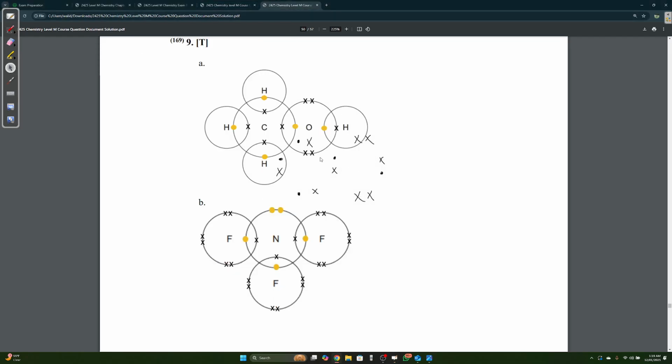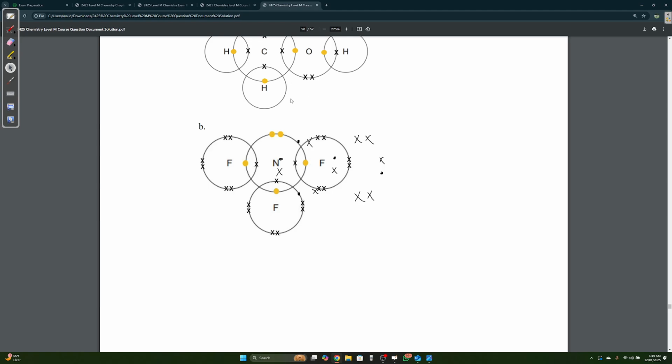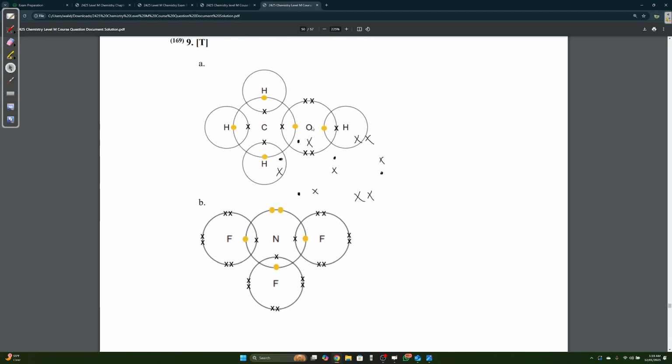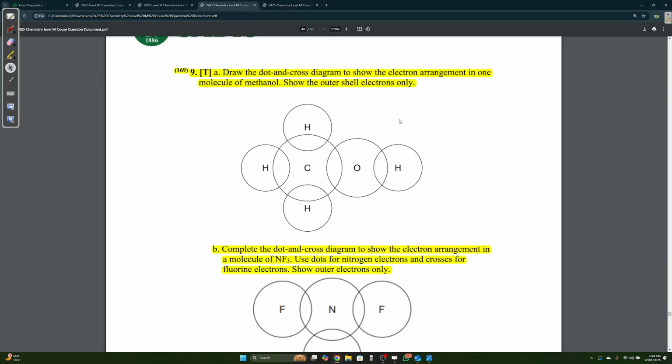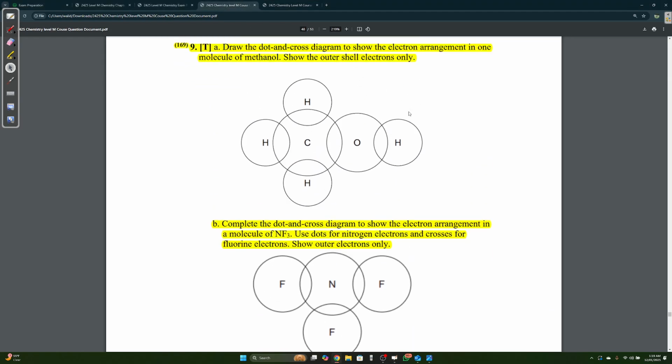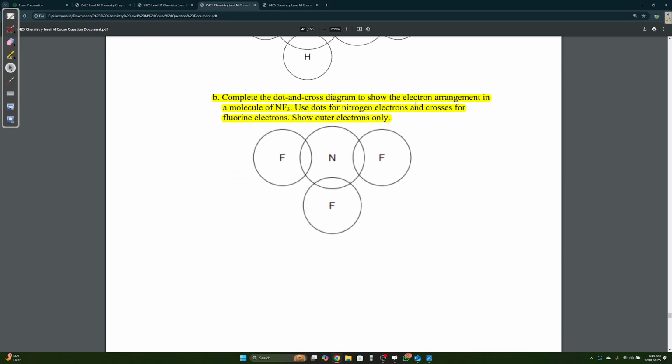Okay, let's look at the mark scheme. Exactly like how we did it. It doesn't matter putting them on the edge, but the way my teacher taught me in class is putting them in between. If you want to be safe, just put them on the edges. It's fine.